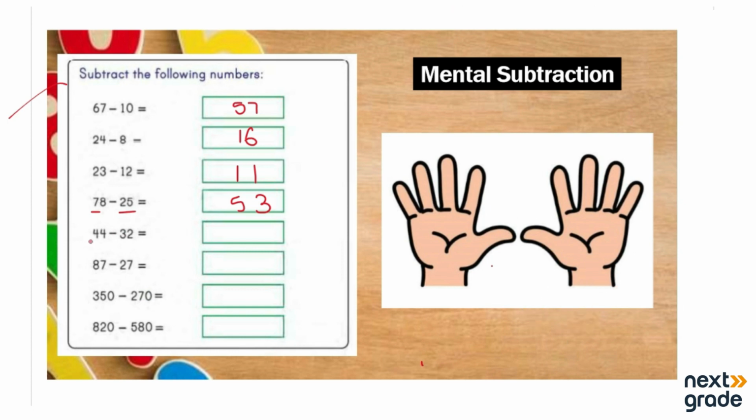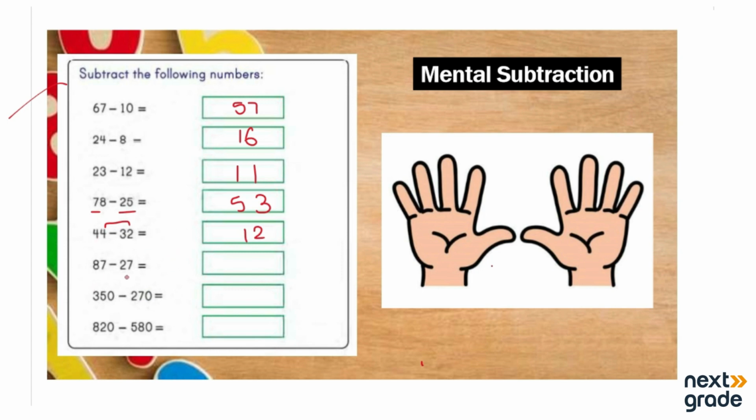Alright, so the next example is 44 minus 32. 44 minus 32 में हम क्या करेंगे, 4 में से 2 minus करेंगे. What is 4 minus 2? That is 2. And what is 4 minus 3? It's 1. So the answer is 12. So that was the easy one.